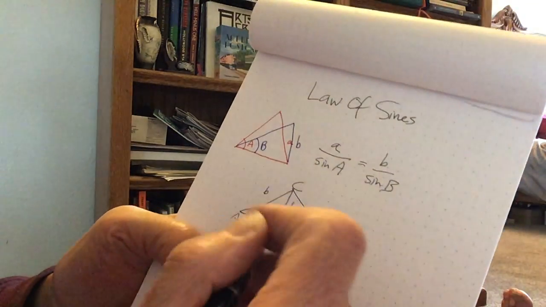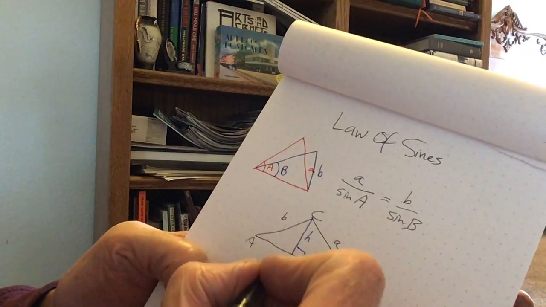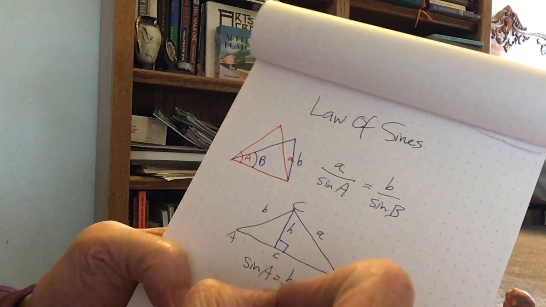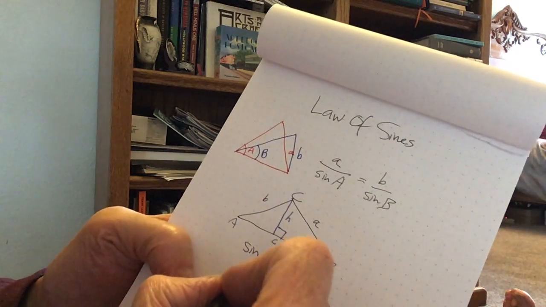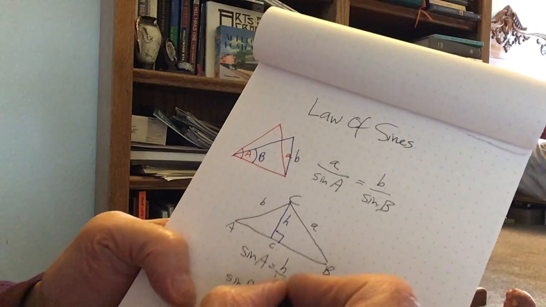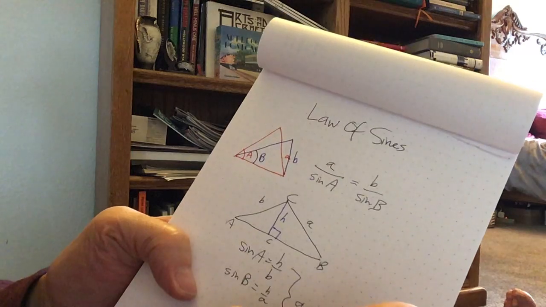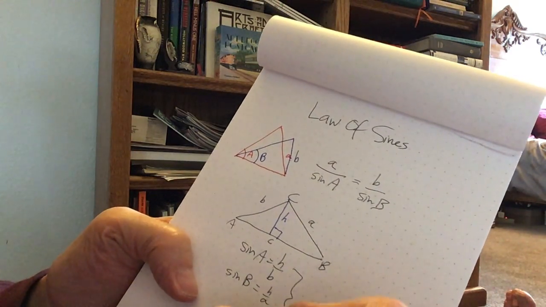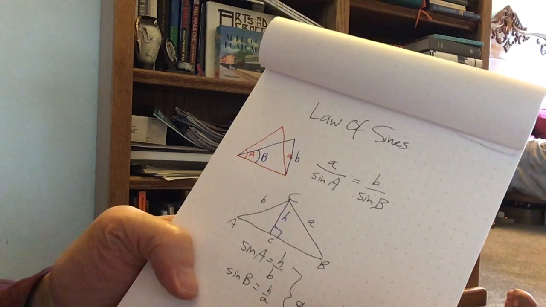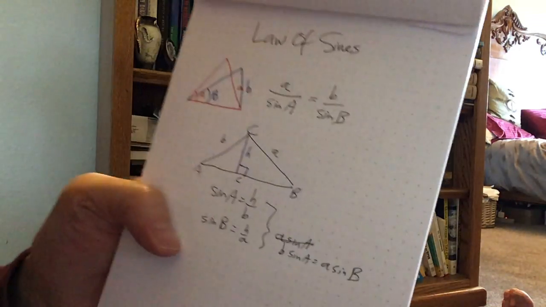So h is related to the sine of A. What do we have here? The sine of A is h over b, and the sine of B is h over a. And when you do the algebra, you come out with the law of sines. a times the sine of A, I got that backwards, sorry. b times the sine of A is a times the sine of B. So that's the law of sines, and that's why it's true.